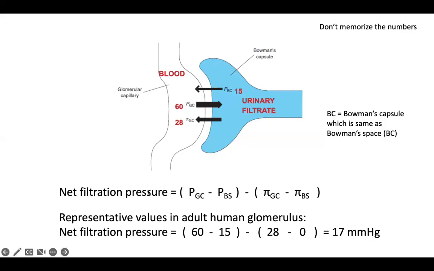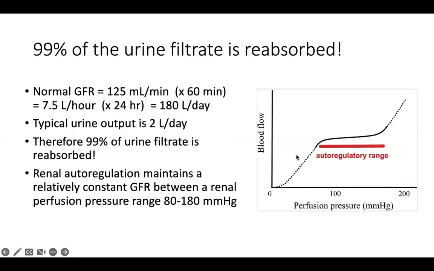So then your net filtration pressure, if you plug in all the values, again, you don't have to memorize these numbers, but the net filtration pressure ends up being around 17 millimeters of mercury that's forming the urine filtrate. And then amazingly, because the kidneys are very amazing, 99% of the urine filtered is reabsorbed, because of course, if we're losing all this filtrate every minute, we're going to need to be constantly eating and drinking to replace all these nutrients and volume. So normal GFR, 125 mLs per minute.